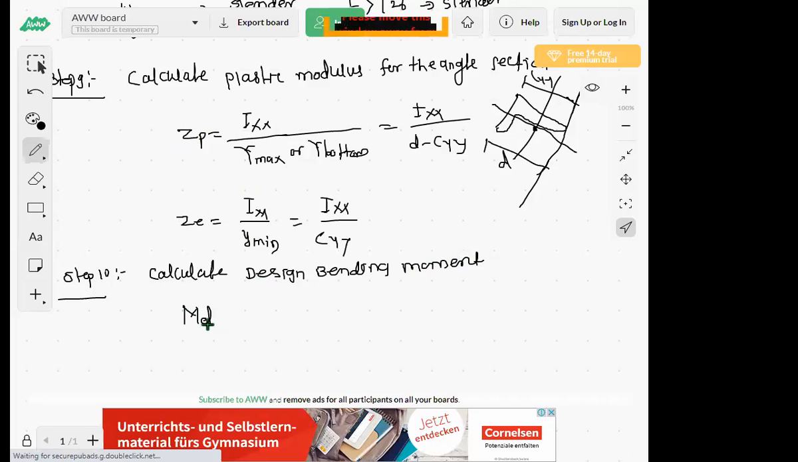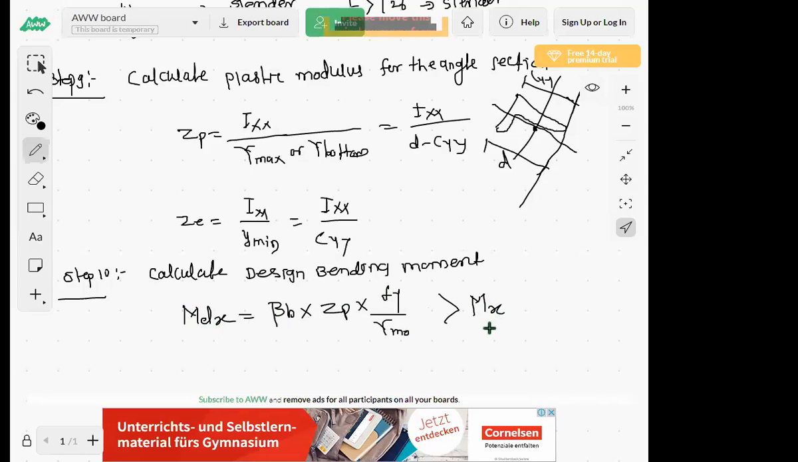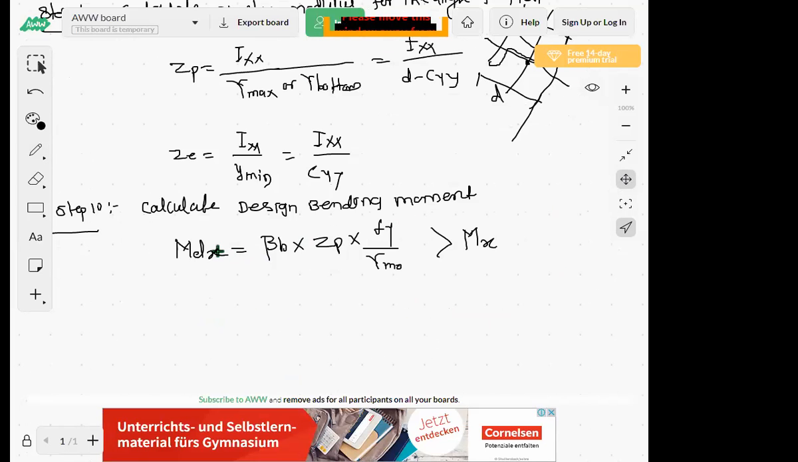The design bending moment in x direction is Mdx. Earlier we calculated Mx, and now we have to calculate Mdx, the design bending moment. Mdx is equal to beta b into Zp into fy divided by gamma m naught, and it should be greater than Mx, because the design bending moment should be greater than our actual calculated bending moment. So design bending moment in x direction is over.